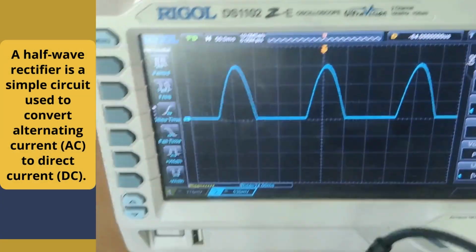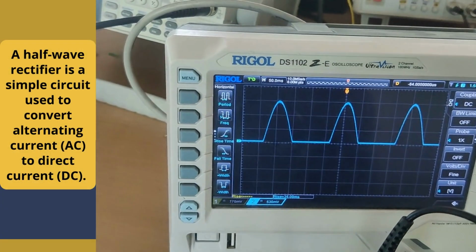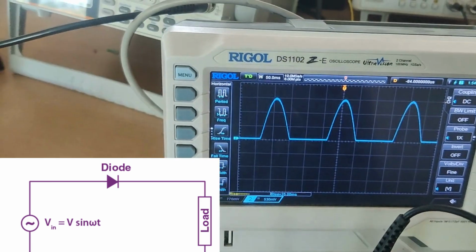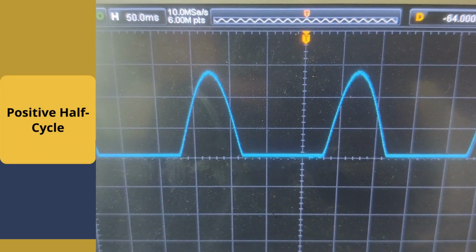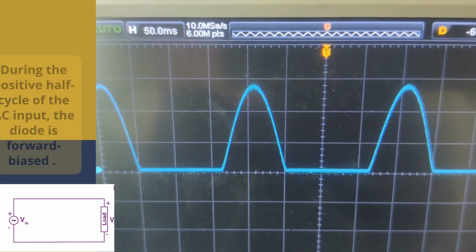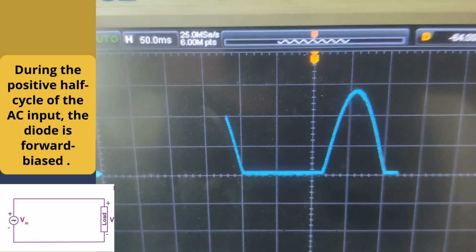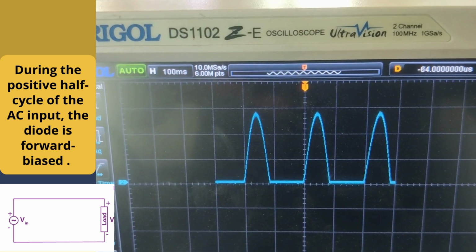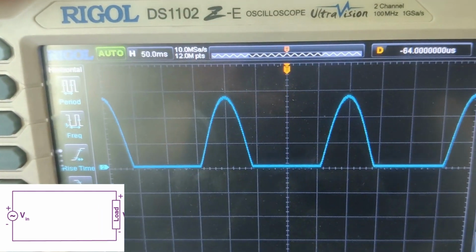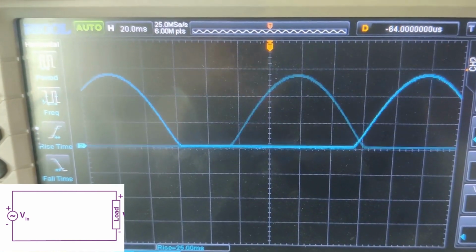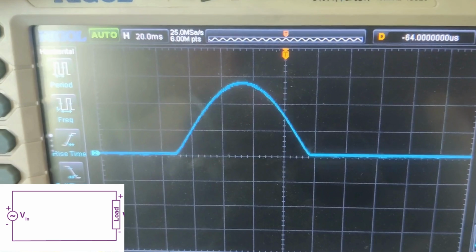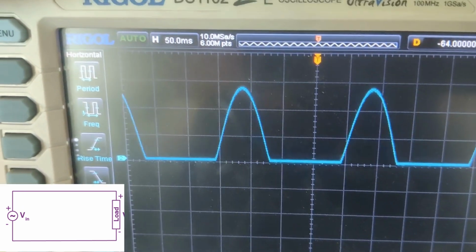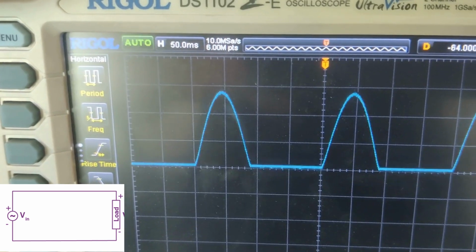As you can see, a half wave rectifier is a simple circuit used to convert AC to DC. It utilizes a single diode to achieve this. First of all, you can see the positive half cycle. During the positive half cycle of the AC input, the diode is forward biased. You know semiconductor devices have different barrier potentials. For silicon, it is 0.7 volts. For germanium, it is 0.3 volts. When the input comes over the barrier potential, it behaves like a short circuit, so the current starts flowing. So that is what is happening here.